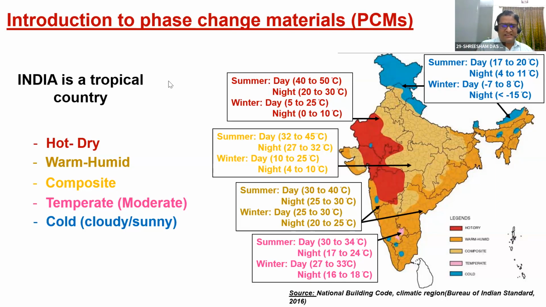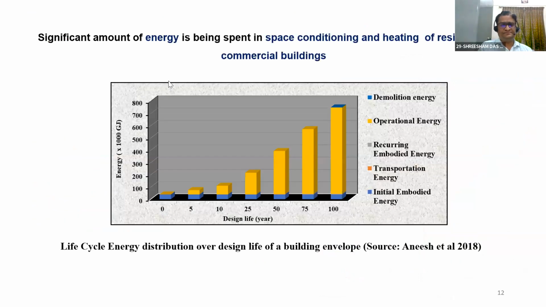Now, what are the challenges? The challenge is the summer and the winter. For a few climate classes, the variation between summer and winter is too much. Like in the hot and dry climate, the summer temperature goes up to 45, 46, sometimes even 50 degrees centigrade, and the winter temperature comes down to even 0 degrees at night. So that is the variation from summer to winter.